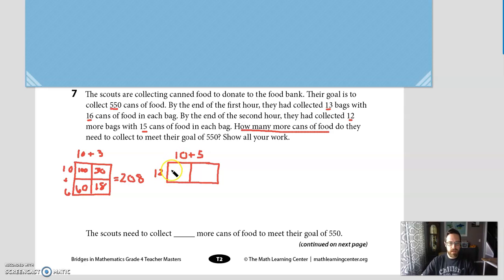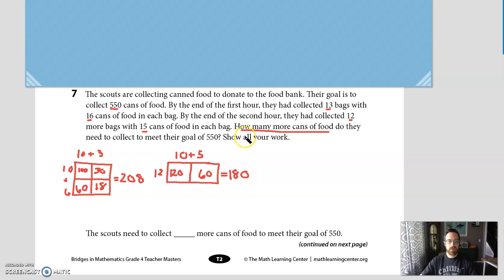So 12 times 10, well, that's increasing a place value, so 120. Now again, 5 is half of 10. So 12 times 5 would be half of 120, which is 60. And then I add those two together. 120 plus 60 is 180.